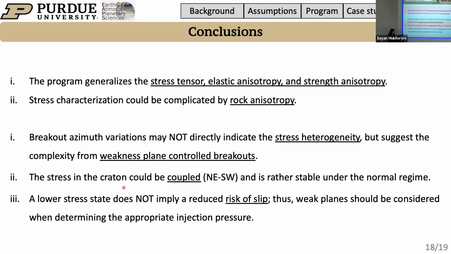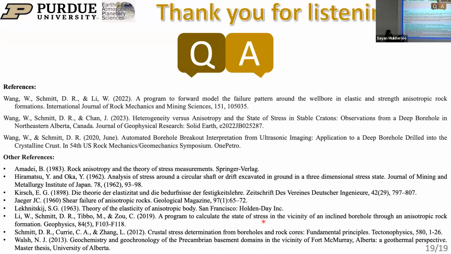And also the stress in the craton could be coupled with the overlying sediment, so it may still be northeast-southwest, and it's rather stable. But the stress field inverted from the weak Biot case may indicate a lower stress state, but it does not necessarily mean that we have a lower risk of slip; it may be close to the failure envelopes. So weak planes should be considered when we want to ensure the stability of the wells or the subsurface. Yeah, that's all I want to talk about today.